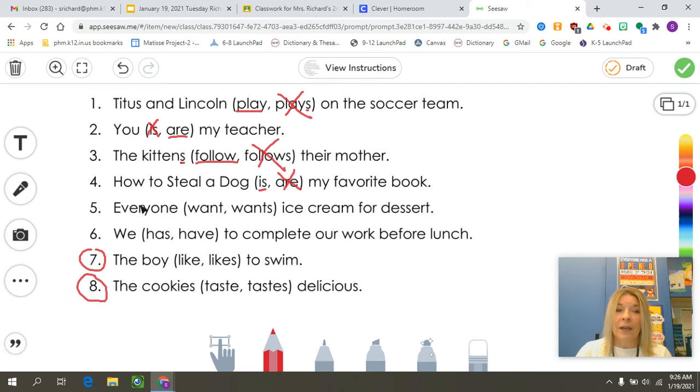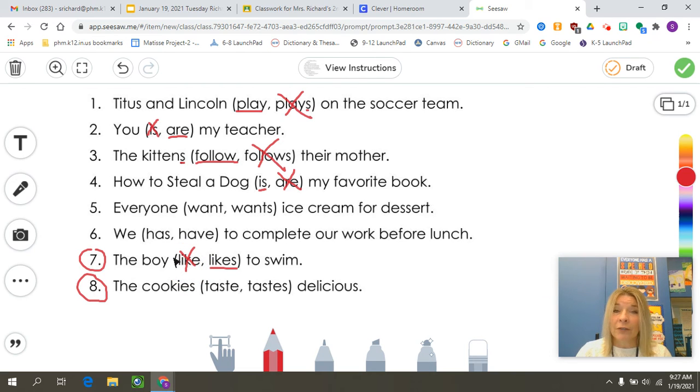You can always talk about the others at home if you're working, or your teacher might want to go through it. But let's look at number 7. The boy. That's one boy. That's the noun. That's the subject. Let's look at our verbs. Like and likes. Notice our verb now might have an S on it. To swim. Should we say the boy like to swim or the boy likes to swim? We need to pick the verb likes with an S. That's the agreement. That noun agrees with this verb. The boy likes to swim.